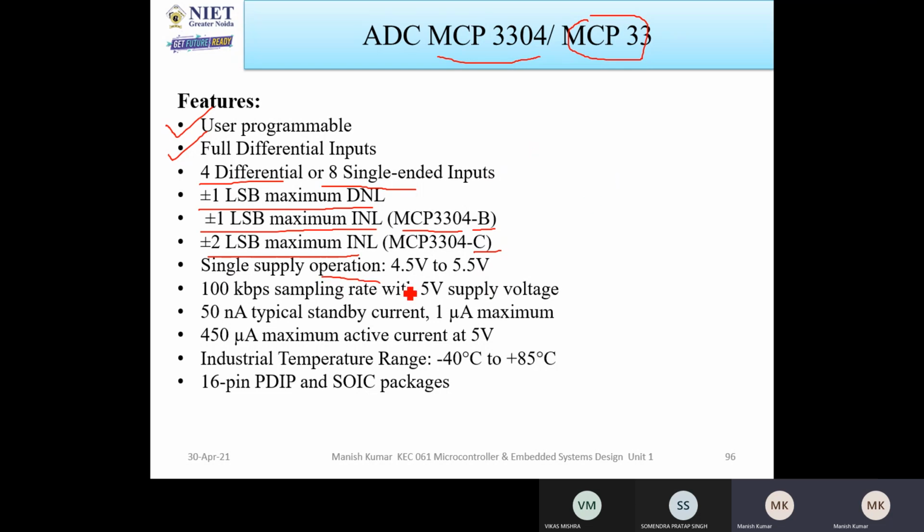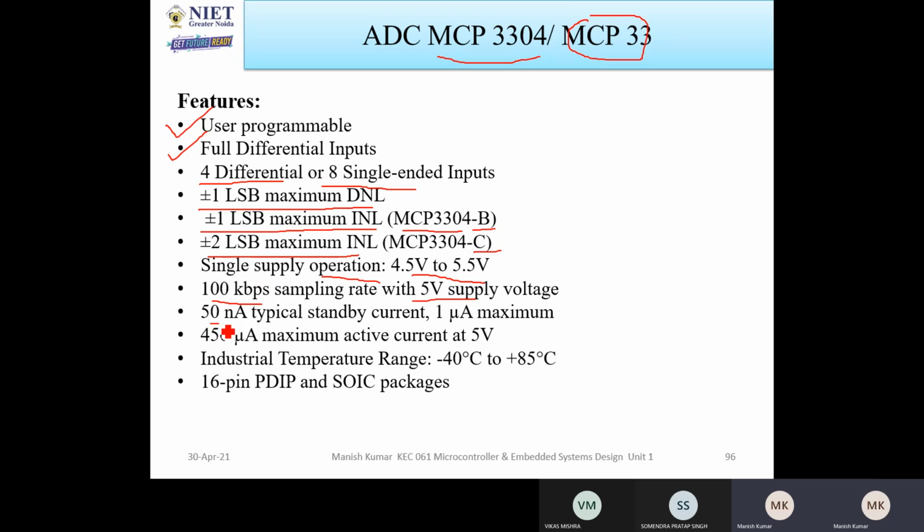It is a single supply operation, 4.5 volt to 5.5 volt. It means that it will work between 4.5 volt and 5.5 volt, and the sampling rate is 100 kilosamples per second at 5 volt supply voltage. When the supply voltage is 5 volt, the sampling rate is 100 kilosamples per second. If the supply voltage varies, the sampling rate also varies.